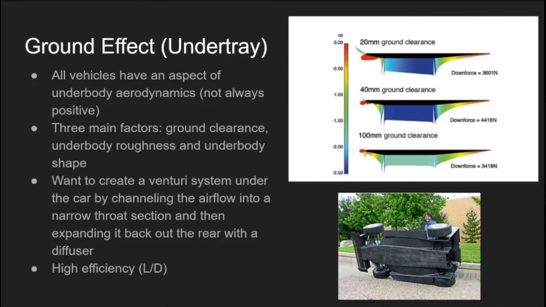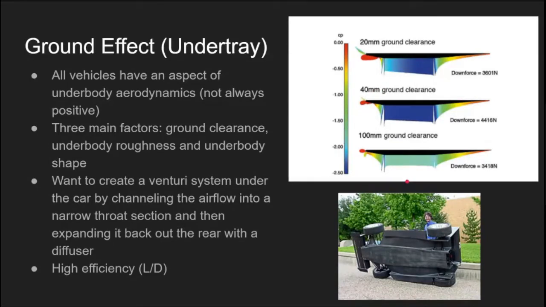In the same way I showed you in the last slide with the front wing, the closer you are to the ground, the more downforce you're going to produce, up until a point. So if you look here, at the farthest ground clearance, 100 millimeters, you're producing 3,400 newtons. At 40 millimeters, you're decreasing the distance to the ground, so more downforce. You decrease it even more, at 20 millimeters, and the downforce decreases again because now you've choked the flow, right? You're restricting too much flow under the car.